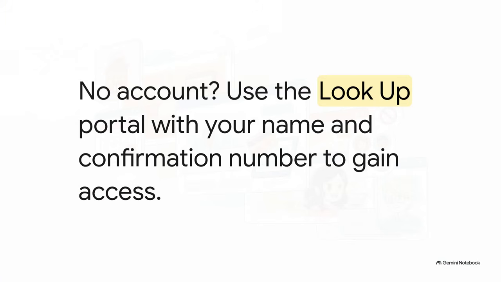But hey, what if you booked as a guest without a profile? Don't worry at all. You do not need to call in. You just use the Look Up Reservation portal right there on the homepage. Just pop in your first and last name along with that confirmation number we talked about, and you'll get temporary secure access to your booking record. From there, you can safely modify or cancel the reservation online just as easily as any registered member.